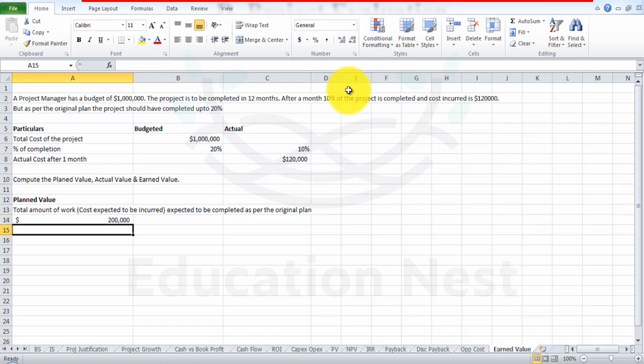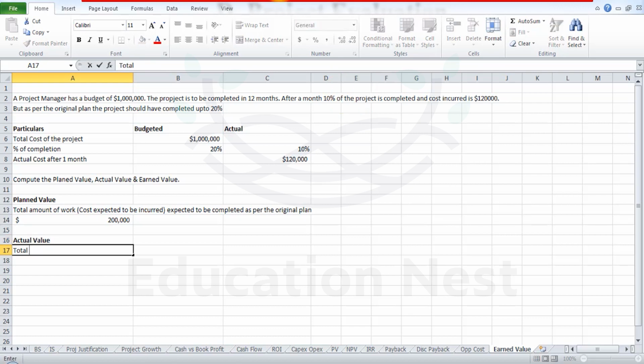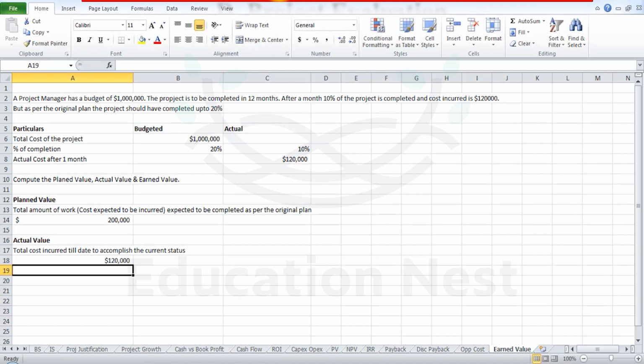Okay, now we're going to compute the actual value. That's going to be the total cost incurred till date to accomplish the current work status, right? The current status of the work. You can see the current status, and that's simple. It's given straightforward. That's $120,000.